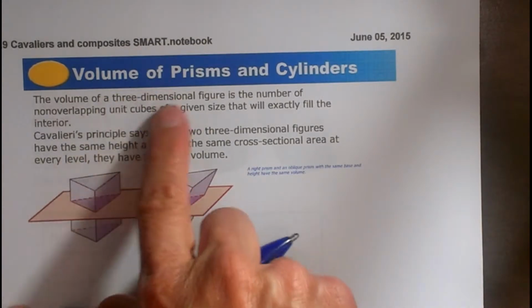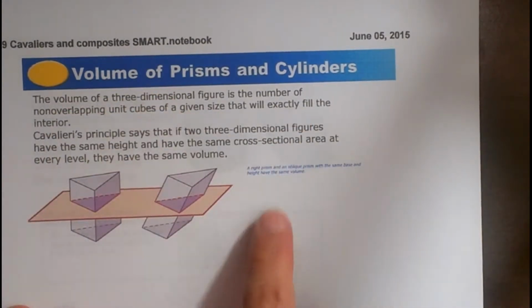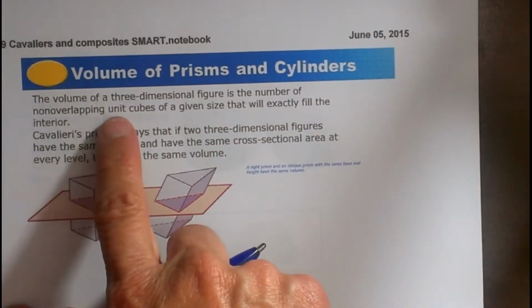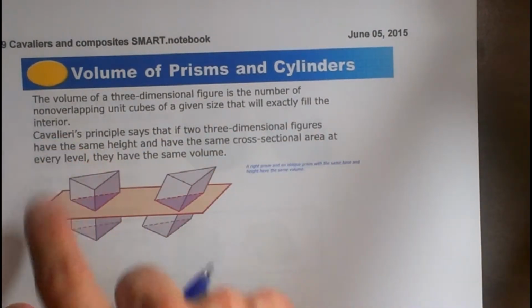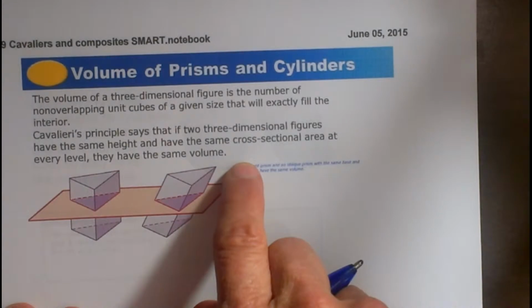So let's talk about Cavalieri's principle. The volume of three-dimensional figures is the number of non-overlapping unit cubes of a given size that will fit exactly on the interior. So we're talking about the inside space.